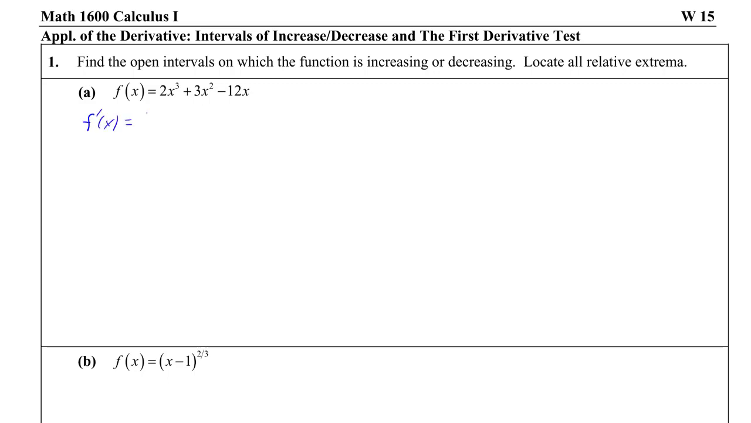So that would simply be 6x squared plus 6x minus 12. Let's factor out a 6: x squared plus x minus 2. So we get 6 times (x plus 2)(x minus 1).